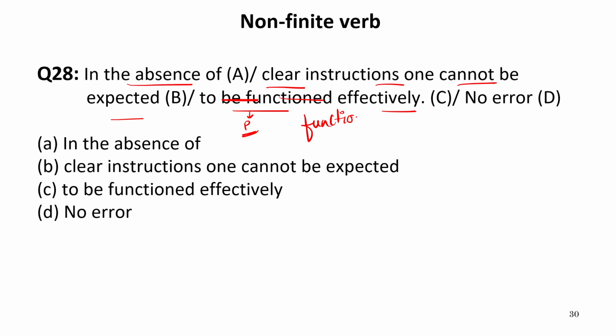Now, this is correct because here the subject is one, and one is not able to function. The sense of one to be functioned means the function has to be applied on one. That is incorrect. It should be one cannot be expected to function effectively. It means he cannot perform effectively. So the error is in part C. So our answer is C. We need an active sentence over here, not the passive sentence.